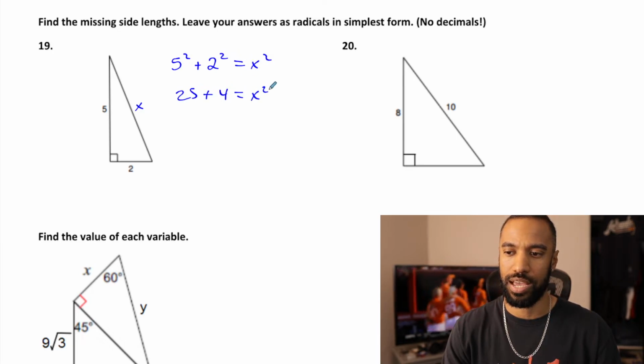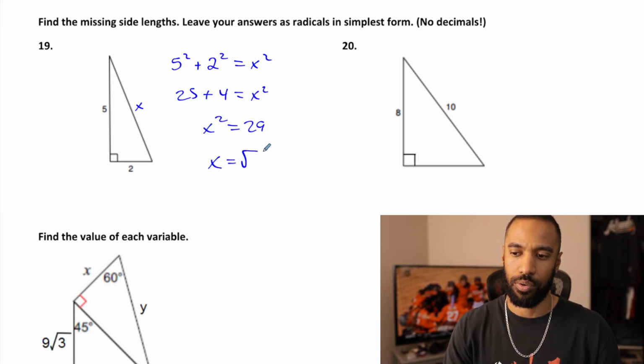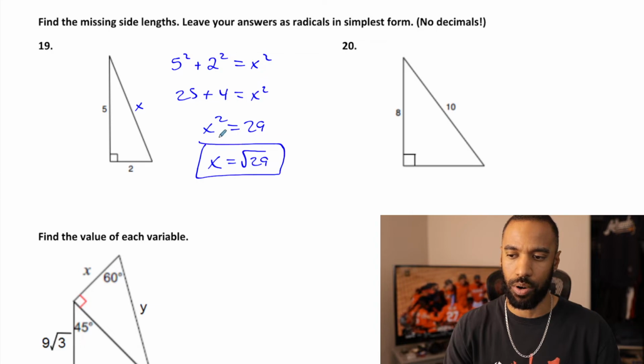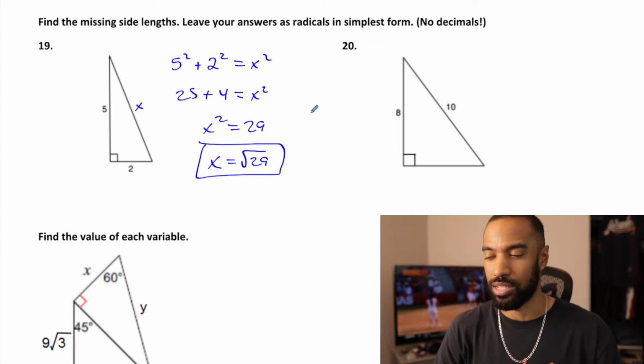25 plus 4 is x squared. X squared is 29. If you take the square root of both sides, x is the square root of 29. I cannot simplify that radical. It is a prime number. It contains no perfect square factors.